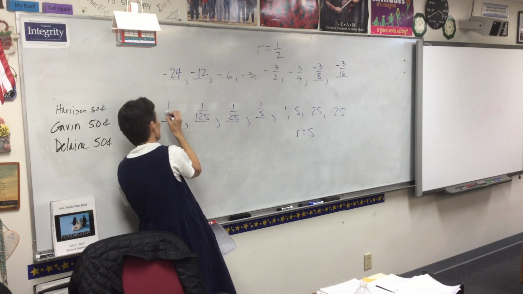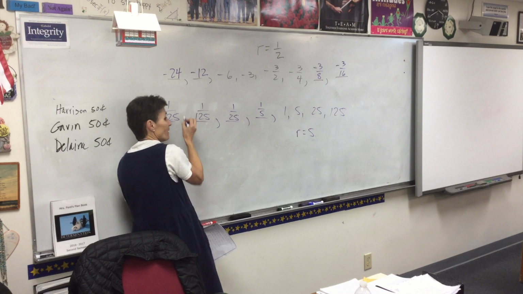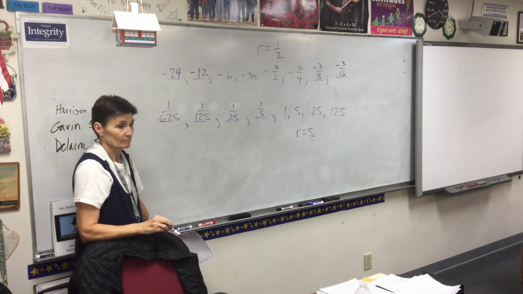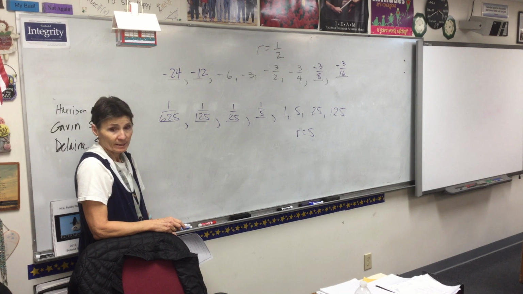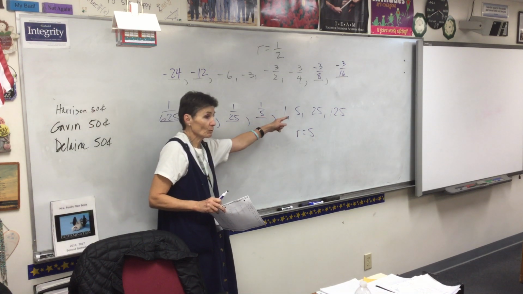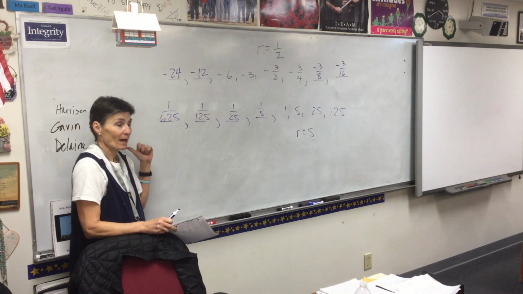1/125, and oh my goodness, 1/625. Everybody okay with that? We multiplied by 5 to go forward, so we had to divide by 5 to go backwards.